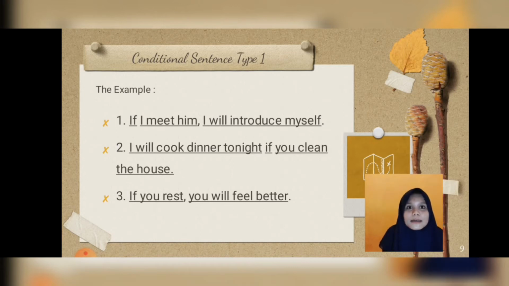First, if I meet him, I will introduce myself. Second, I will cook dinner tonight if you clean the house. Third, if you rest, you will feel better. Okay, let's see. The first and the third example, the structure is if plus simple present plus simple future. But the second example, the structure is simple future plus if plus simple present.